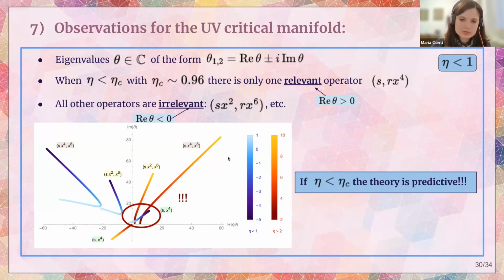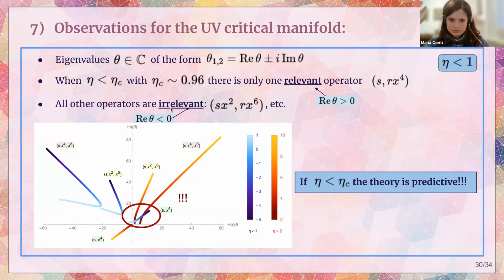So that means that we found a relevant operator, because the real part of theta is always bigger than 0. So it corresponds to a relevant operator. It is an attractive direction. But what about all the other operators? Well, as you can easily see, they always lie in this quadrant. Here I'm plotting just the first two of them, but if you plot all the infinite eigenfunctions, they all lie inside here. So this corresponds to all irrelevant operators.